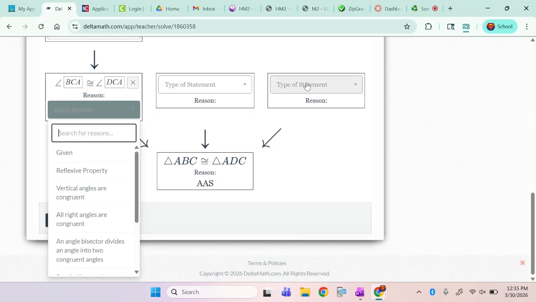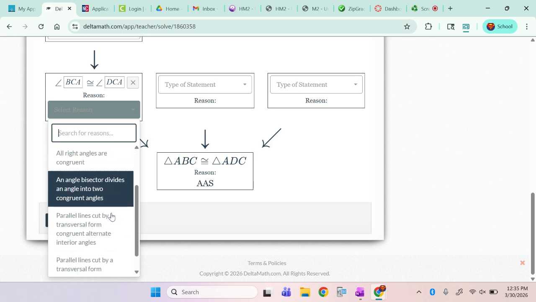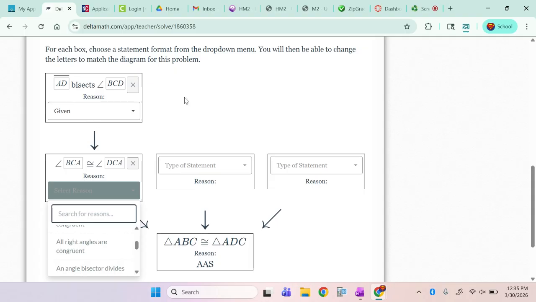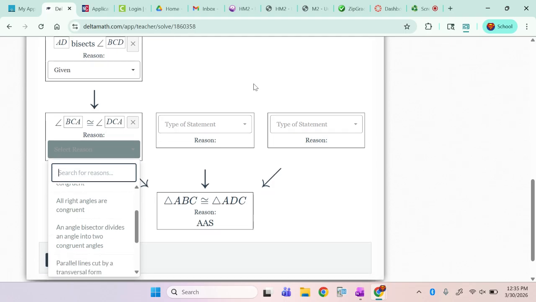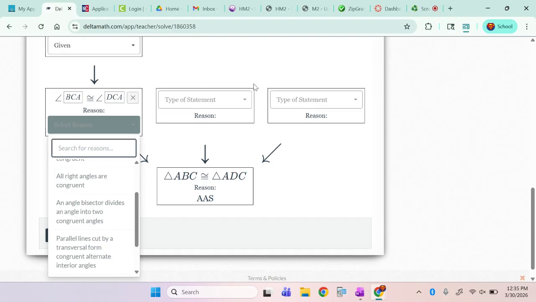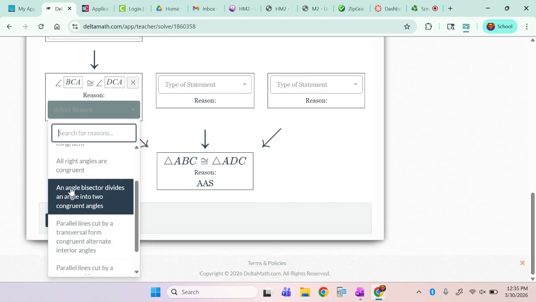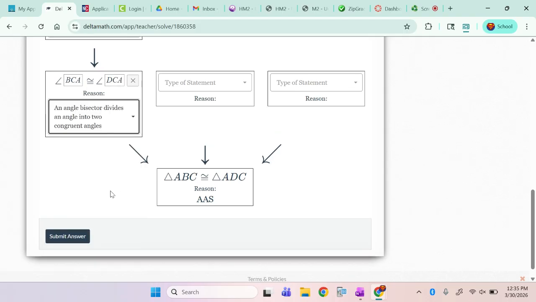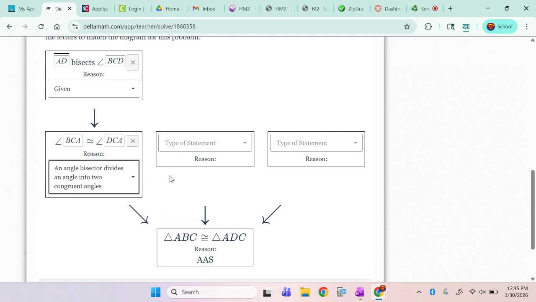Why? What led us to believe that? This statement is what led us to believe that. But why does it work? Come on, guys. We said that it bisected the angle. What does a bisector do? It divides into two angles. Isn't there a reason that says exactly that? Yes, that's the one you click. An angle bisector divides an angle into two congruent angles.